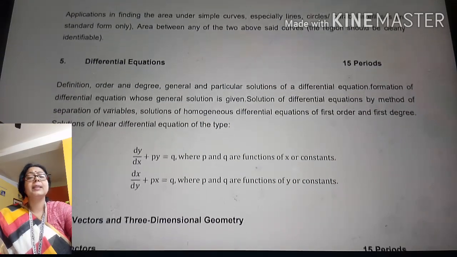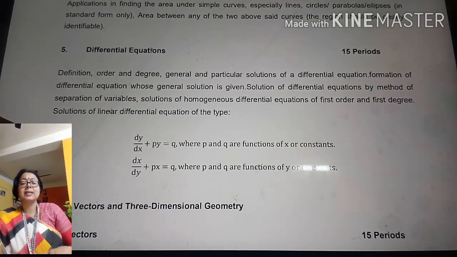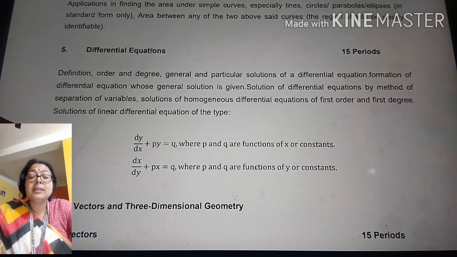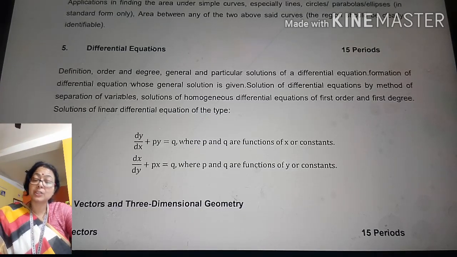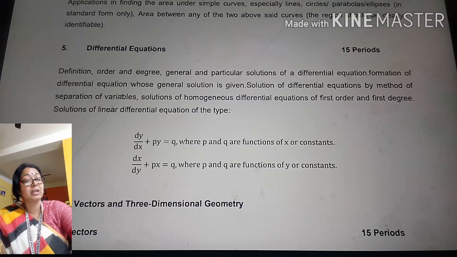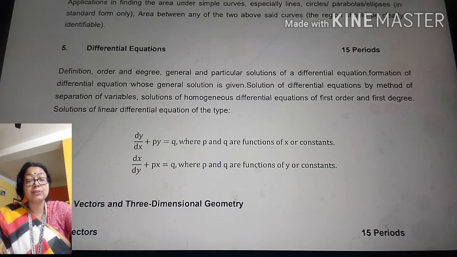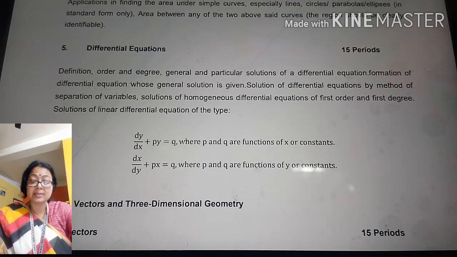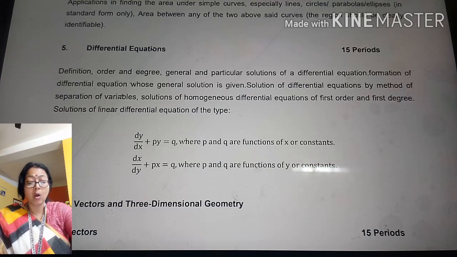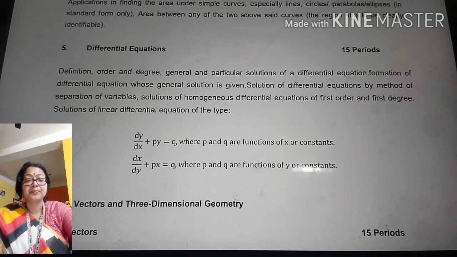After this, there is the last chapter of calculus, that is differential equations. Here you have to know the definitions, then order, degree, general and particular solutions of differential equations, formation of differential equation whose general solution is given, then solution of differential equation by method of separation of variables, solution of homogeneous differential equation of first order and first degree. These all from the calculus chapter.